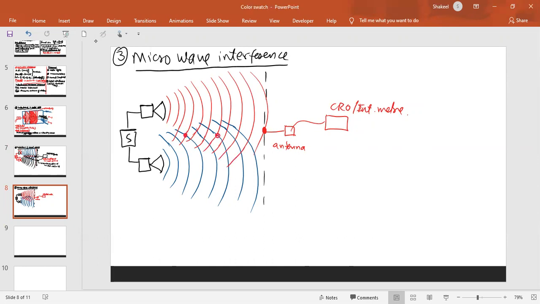Let's say constructive is over there. So at this line, when crest meets crest, you will observe high intensity. A high intensity reading will be observed if the crest of one falls on the crest of the other, and that is known as constructive interference. And again, a low intensity pattern will be observed when the crest of one wave falls on the trough of the other wave. So that is microwave interference.